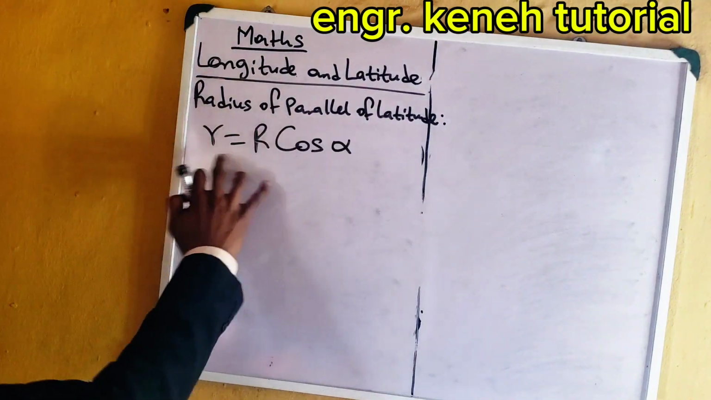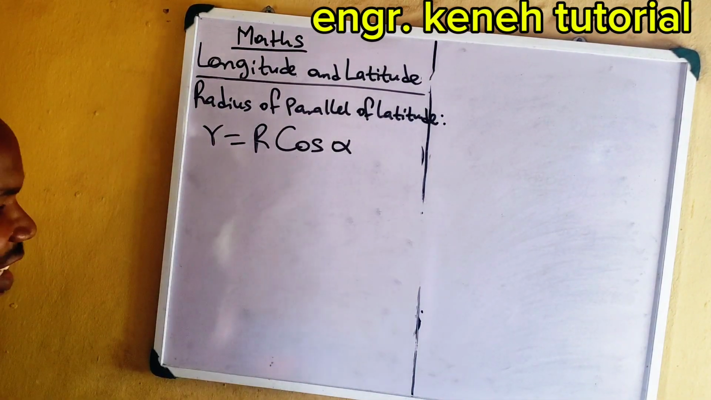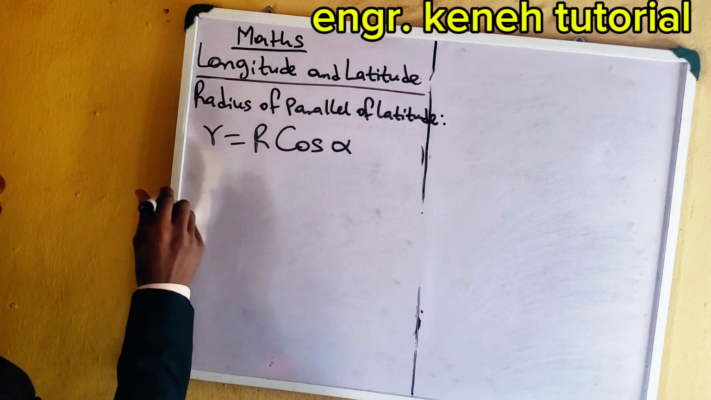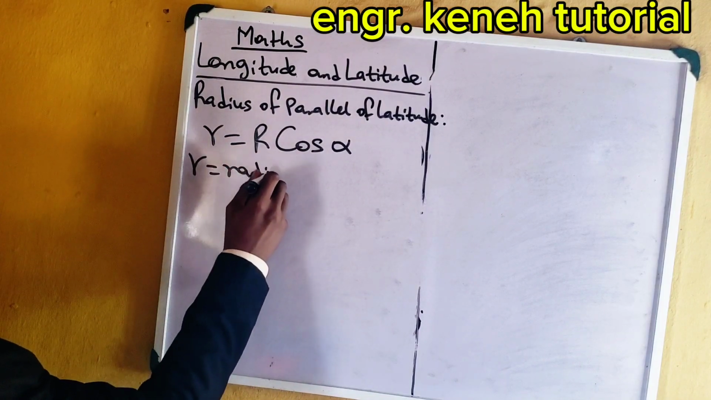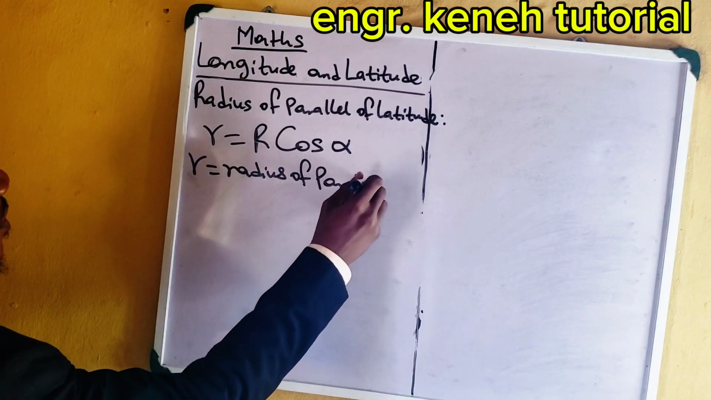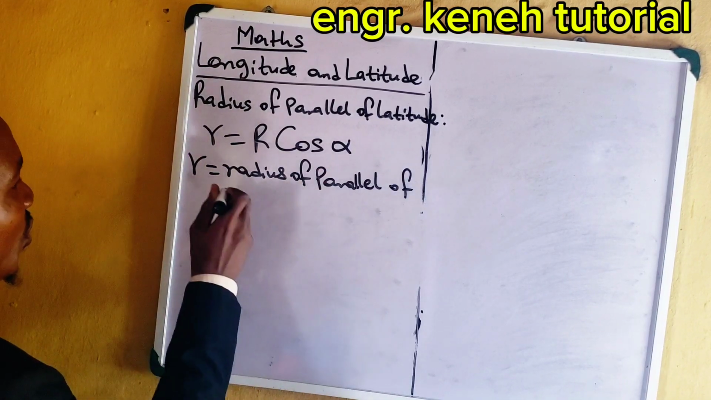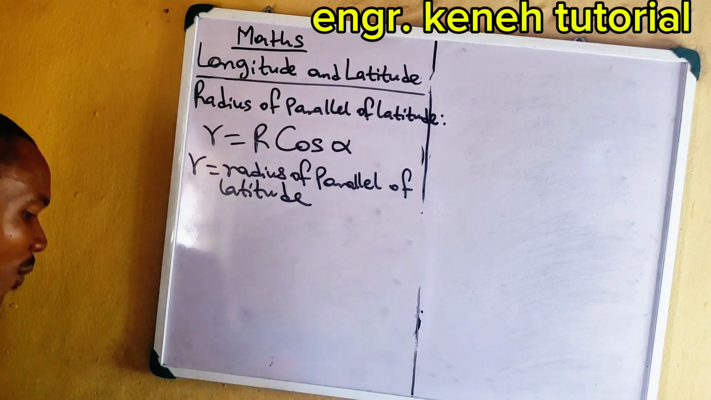The radius of parallel of latitude can be calculated using this formula, where small letter r is equal to the radius of parallel of latitude. Can you see that? Radius of parallel of latitude.